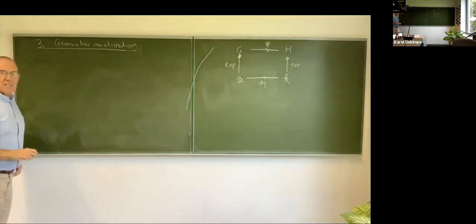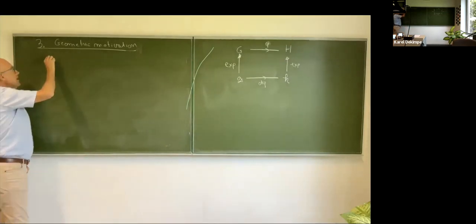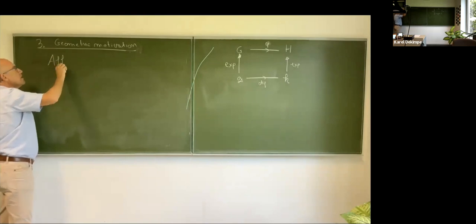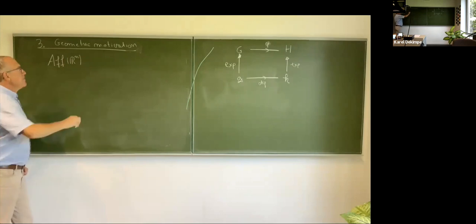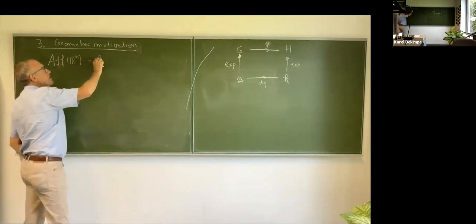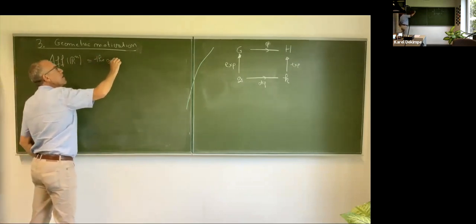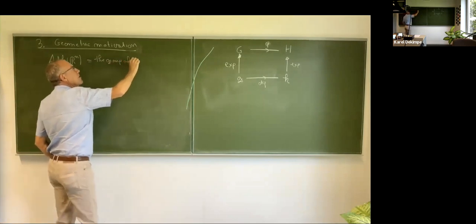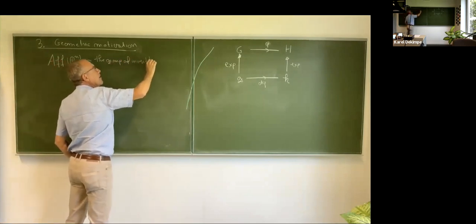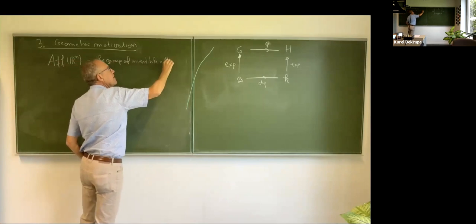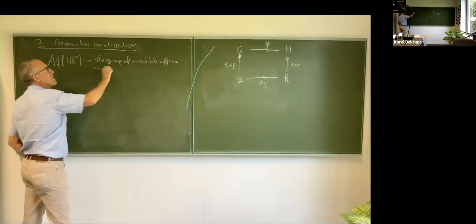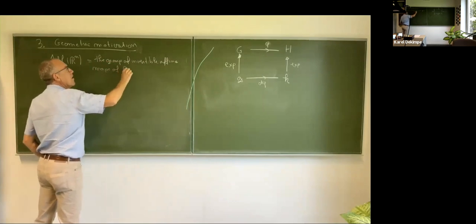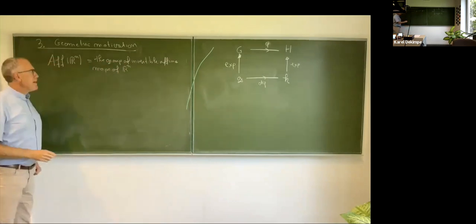So the story starts with the affine group of Rn. I will be using the affine group of Rn. So this is the group of invertible affine maps of Rn. So such a map, what does it do?